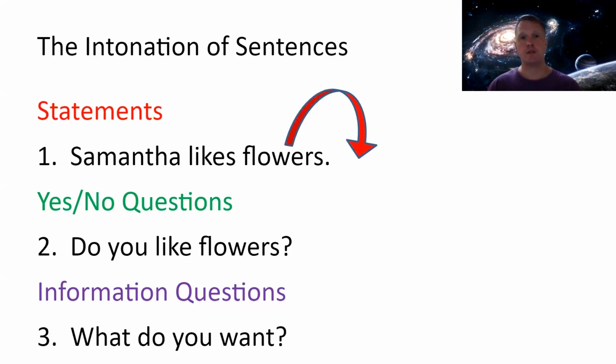Yes, no questions. Do you like flowers? Not, do you like flowers? Do you like flowers? Rising. And information questions. What do you want? Not what do you want, but what do you want? Falling. So those are the basics of sentence intonation in English.